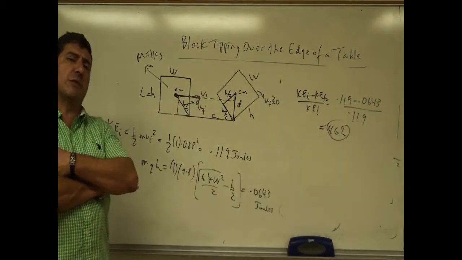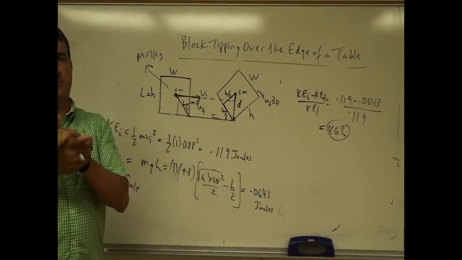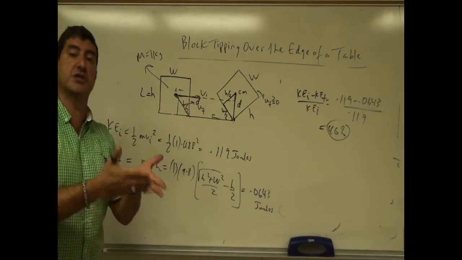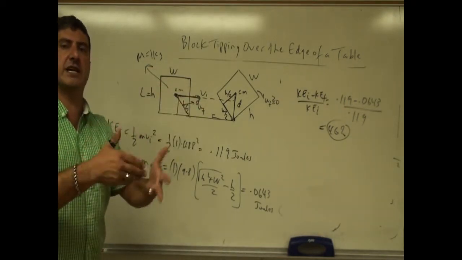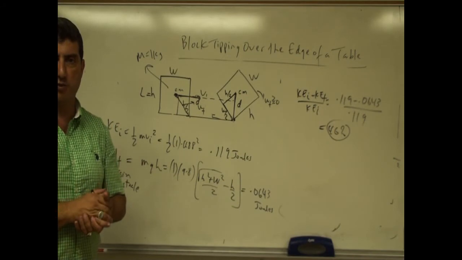So you can see here a good problem where we're using angular momentum conservation, and then after the collision, the kinetic energy that it has is conserved and changes into potential energy, and then that gives you the required velocity for the block to tip over.